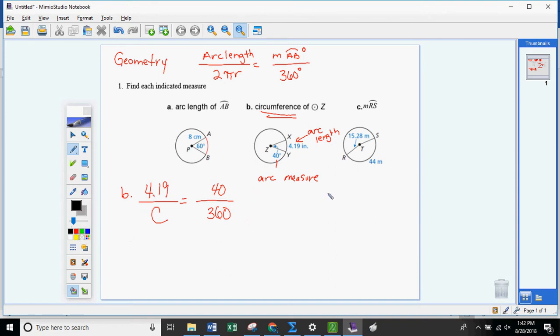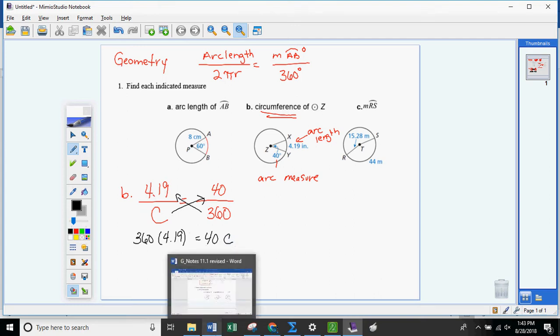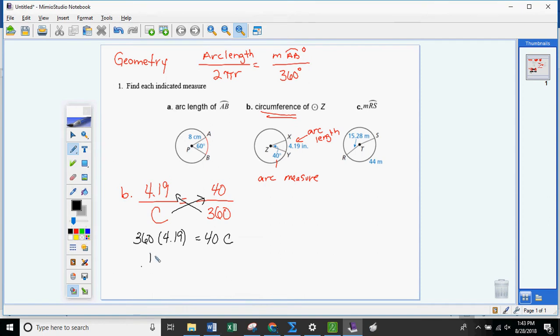I'm going to do an alternative way to do this on the other page. So I'm going to do 360 times 4.19, and that has to equal 40 times C. So I'm going to multiply 360 times 4.19, and that's going to give me 1,508 and 4/10.